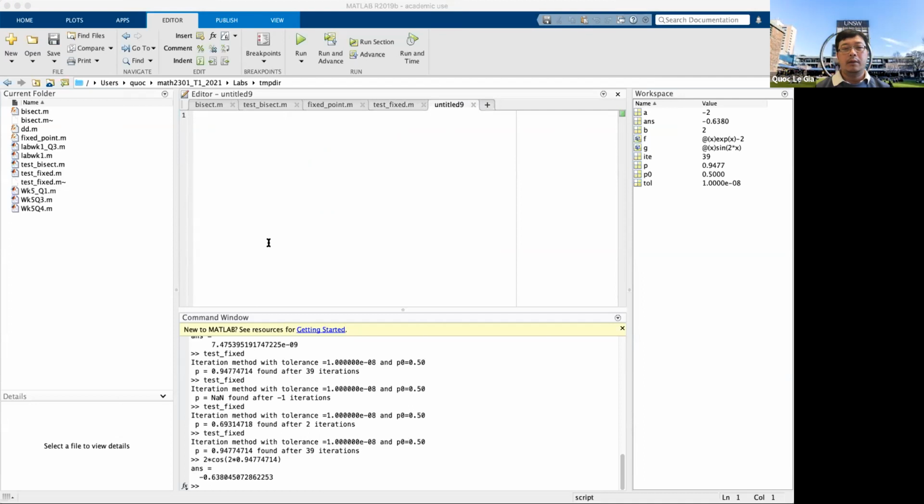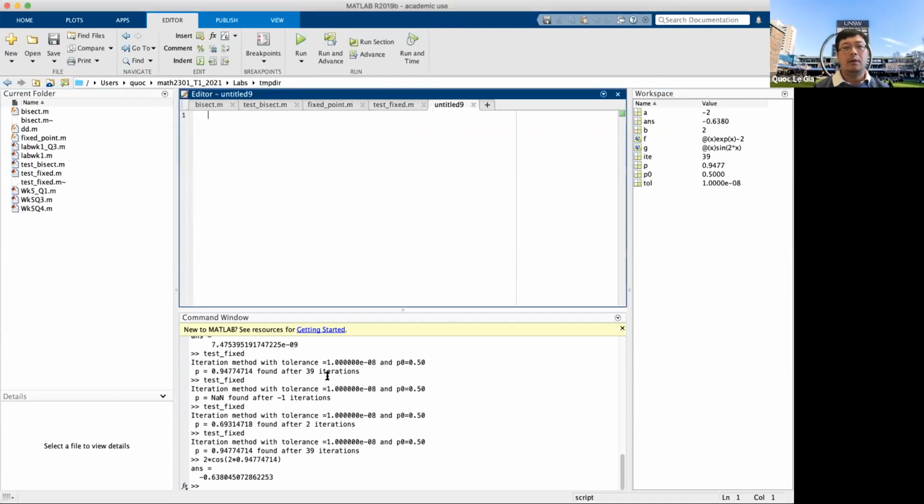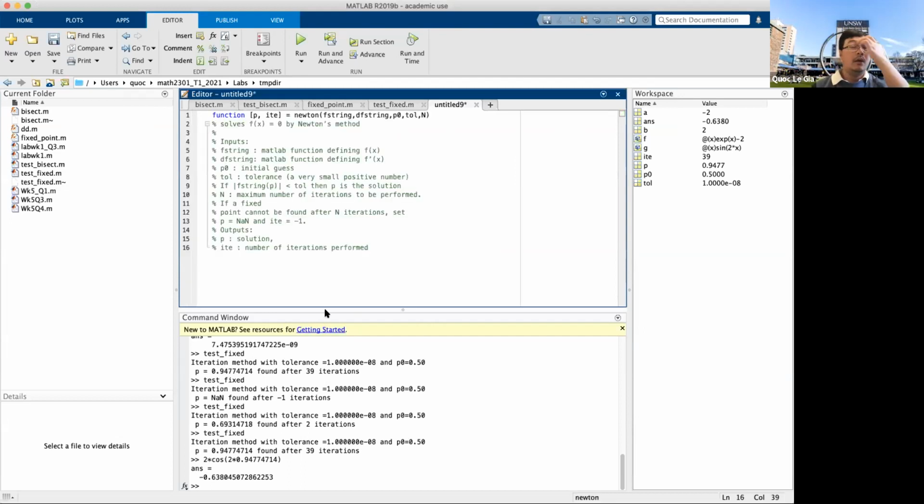So Newton method is given in this description. Okay, so the function name is Newton, and the input is f and the derivative of f, initial guess, tolerance, and N. Okay, so we do exactly like before.